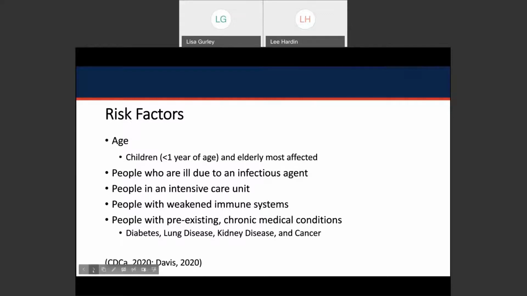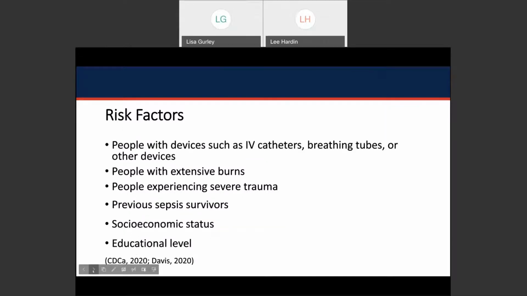An evaluation conducted by the CDC found that more than 90% of adults and 70% of children who developed sepsis had a health condition that had put them at increased risk for developing sepsis. Additional risk factors include impaired skin integrity, having indwelling devices such as urinary catheters, IV catheters, and breathing tubes.